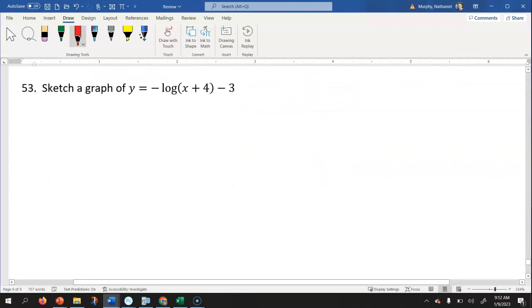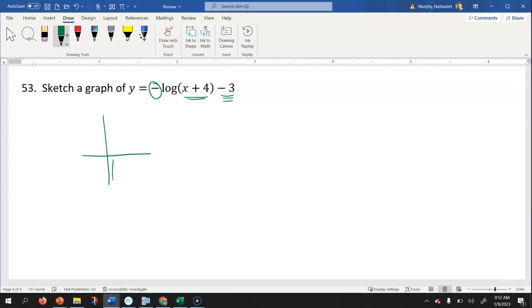And this last one, sketching a graph of y equals the opposite of log of x plus 4 minus 3. So we have a few things going on. This means it's moving to the left 4. This means it's moving down 3. And then this means it's being flipped vertically. So remember, our parent function would look like this. Okay, so we would have a vertical asymptote at x equals 0. We'd have an x-intercept at (1, 0). But now we're going to flip that vertically, and then we're going to move it left 4 and down 3.